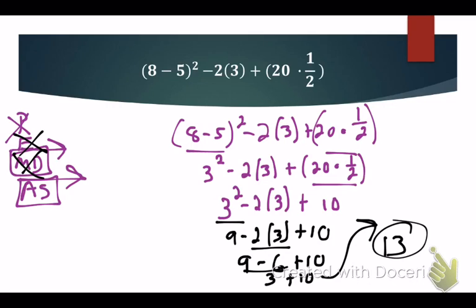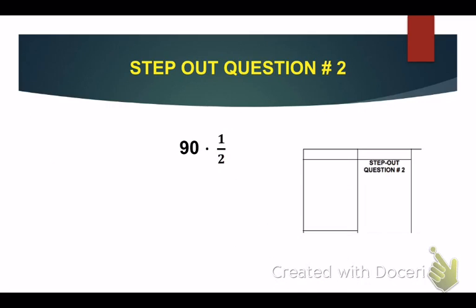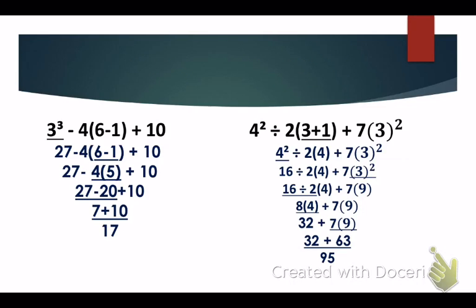All right. Here is step out question number 2. This one, we want to do 90 times 1/2. Remember, this is one of those errors that many of you made. So 90 times 1/2, you need to start it right now. Good luck. All right, and here are the last 2 questions with the correct answers. We should have gotten 17 for number 3 and 95 for number 4. You can pause the video and check your answers and see if you made a mistake.